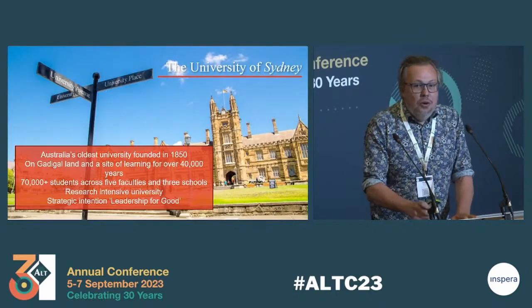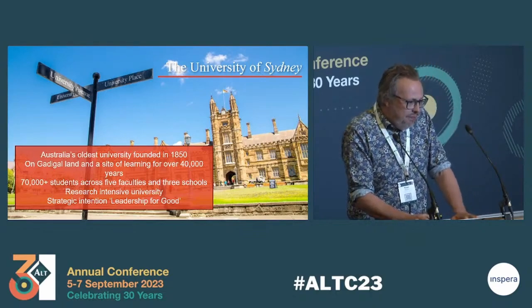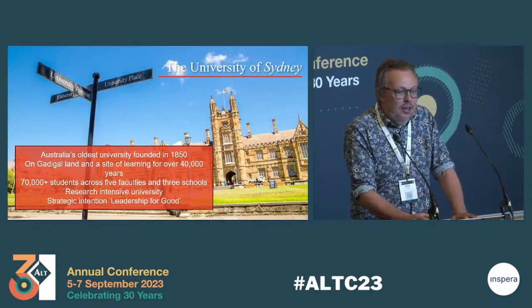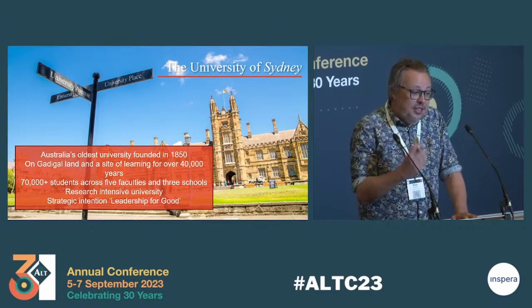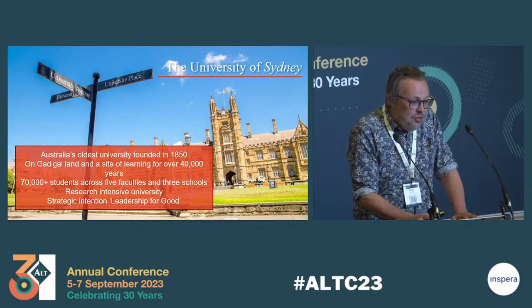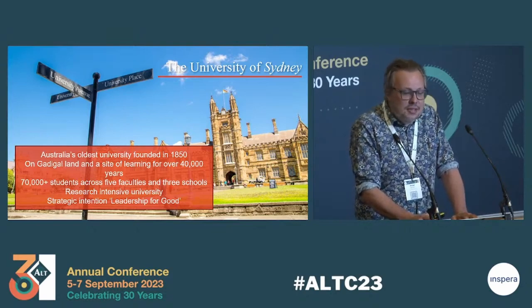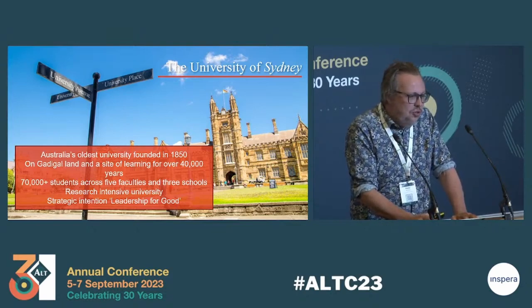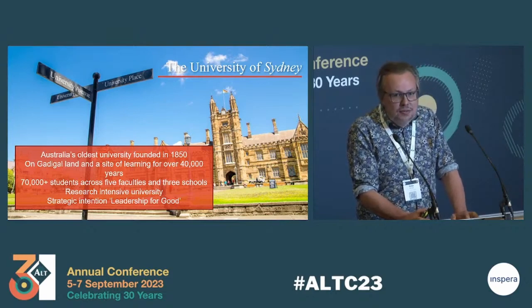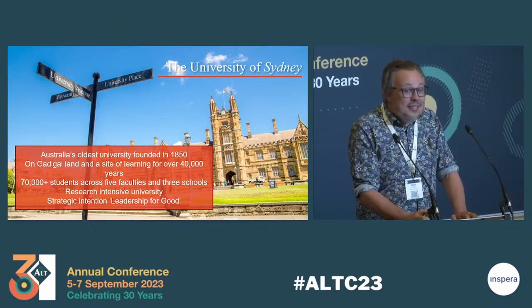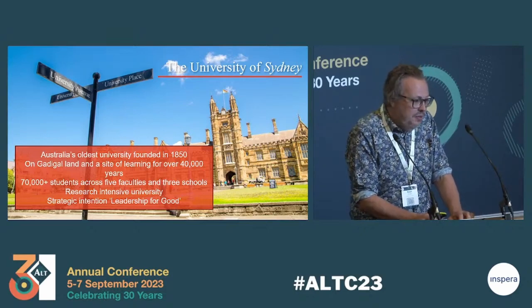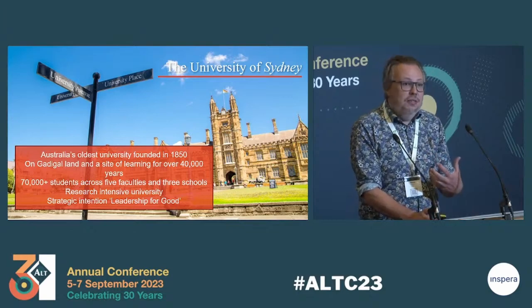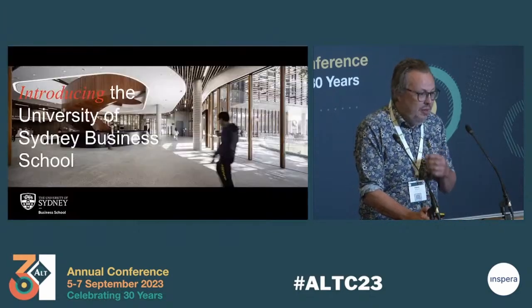We are Australia's oldest university. We were founded in 1850. As I mentioned, we're on Gadigal land and have been a site of learning for over 40,000 years. We have 70,000 students this year. I think it's actually closer to 75,000 students across five faculties and three university schools. We are a research-intensive university with 75,000 students, which is quite a challenging dissonance sometimes. And the strategic intention of the university is to develop leaders for good.